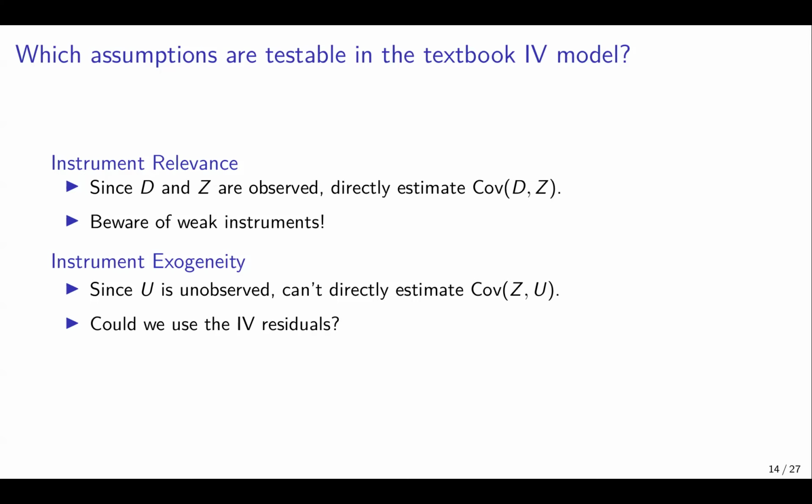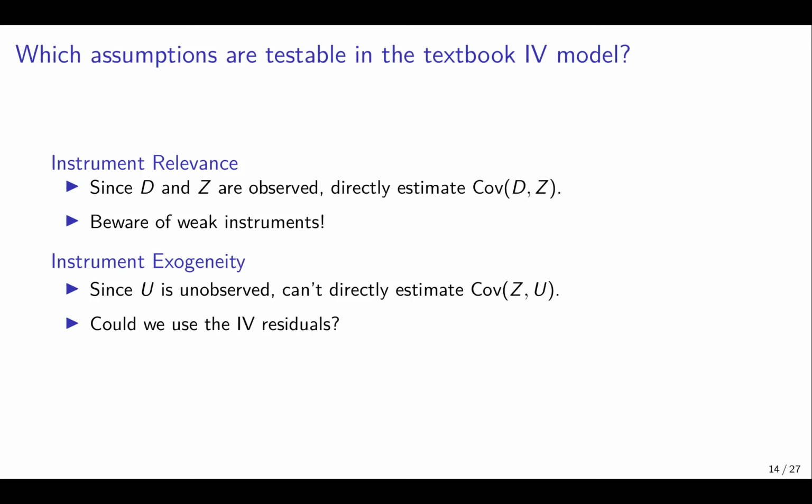So what's the other assumption that we made in the textbook IV model? Well, that was that the covariance between Z and U is zero. That is called instrument exogeneity. But since U is unobserved, we can't directly estimate the covariance between Z and U.